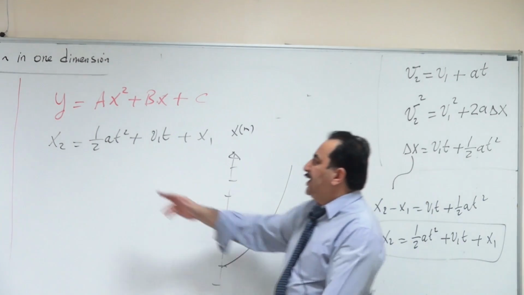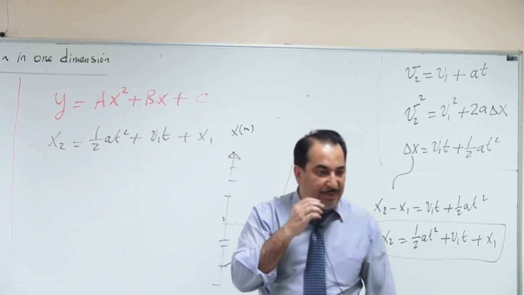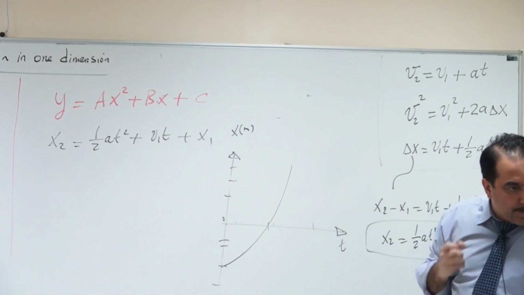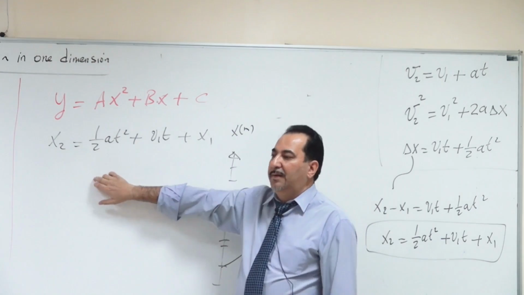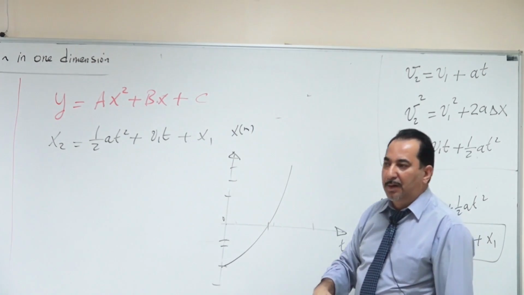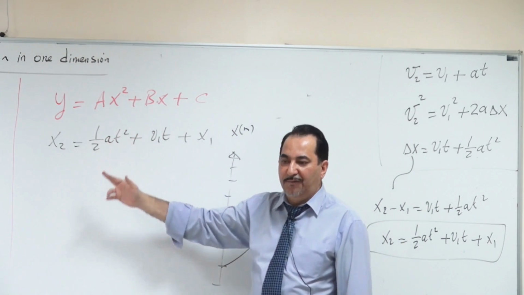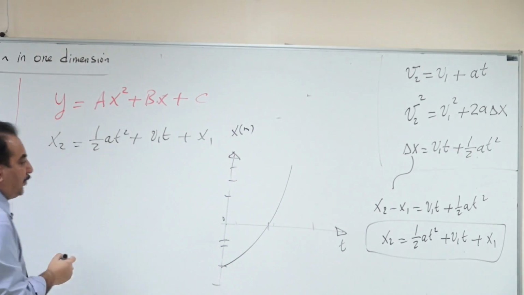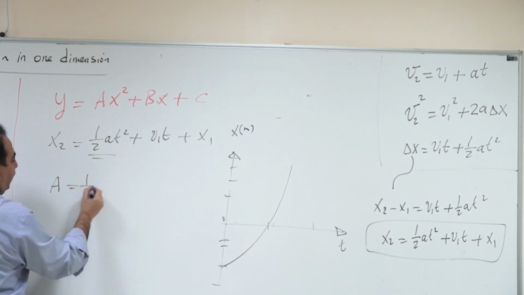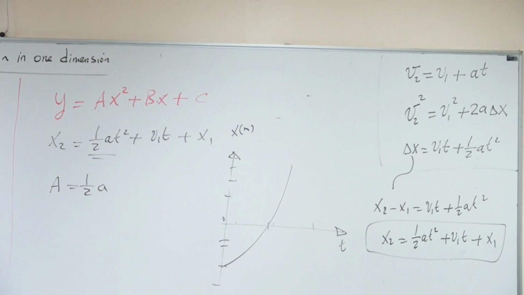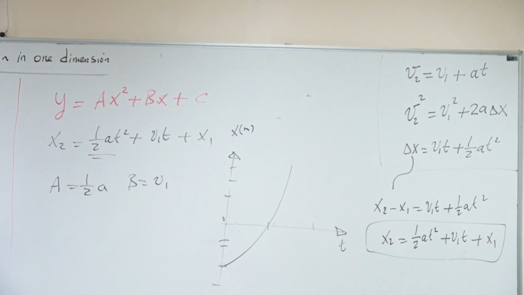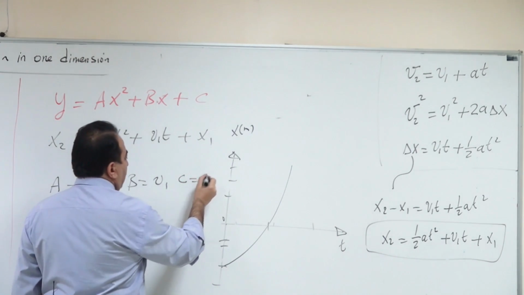Now in a parabola, what do a, b and c mean? These are the coefficients of parabolas. If you know them, you know the parabola. If you don't know them, you cannot draw the parabola. But here, when I compare, can I tell how much is coefficient a? So the coefficient a is half the acceleration. So the acceleration is twice the coefficient. What is b? Initial velocity. What is c? Initial position.